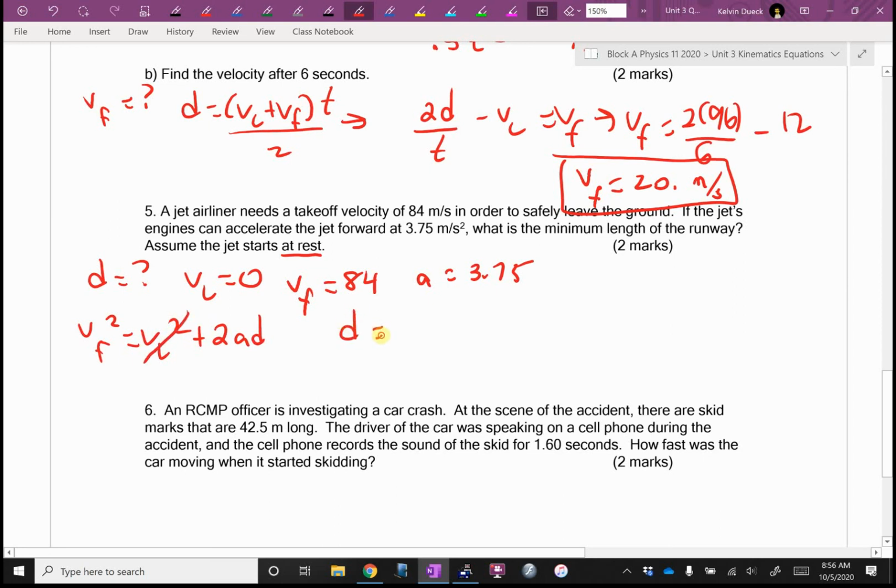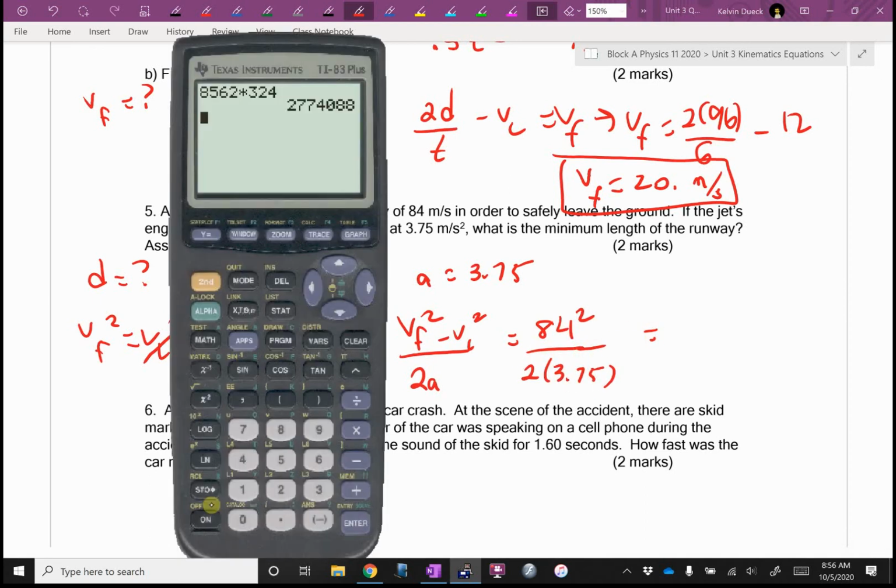I think D is going to be VF squared all over 2A. Technically minus VI squared, but it didn't make a difference. So it's going to be 84 squared all over 2 times 3.75. Yeah, this one's got yucky numbers. I can't do it in my head. You get 940.8. I'll call it 941. If you said 940.8, I'll give you full marks. I usually go to 3 sig figs. If you said 940, take a half mark off.